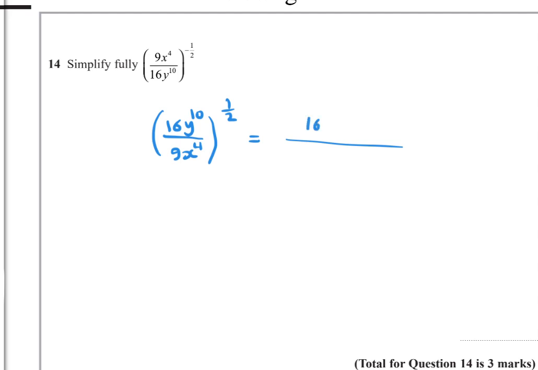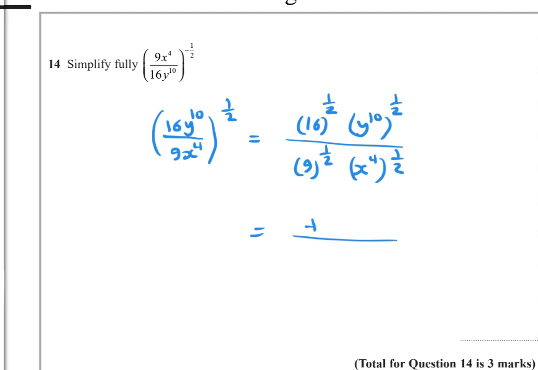So 16 power half, y power 10 all power half, 9 power half, x power 4 power half equals 16 power half. This is the square root of 16, which is 4. y power 10 all power half, multiply the power, so y power 5. 9 power half is 3. x power 4 all power 1 over 2, multiply the power, so x power 2.